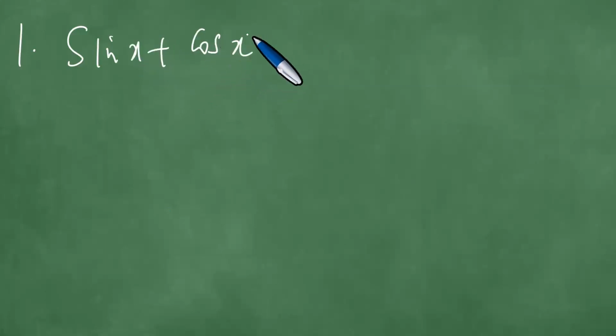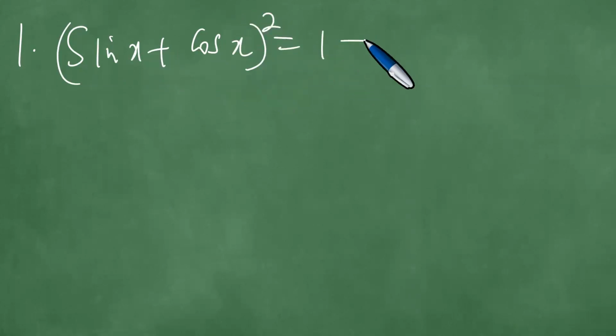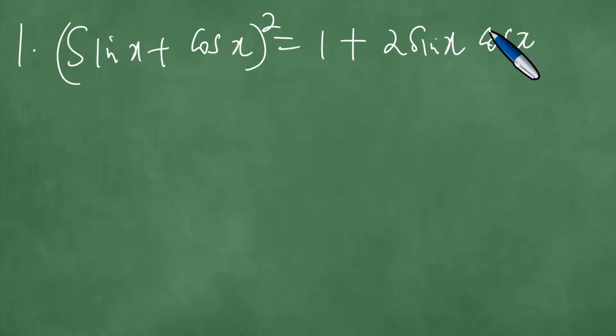Okay, now we have the sine of x. Parallel, please think about this. If this is 1 plus 2 sine x cosine x, how do we prove this? Where do we start? Anyone? You know this.